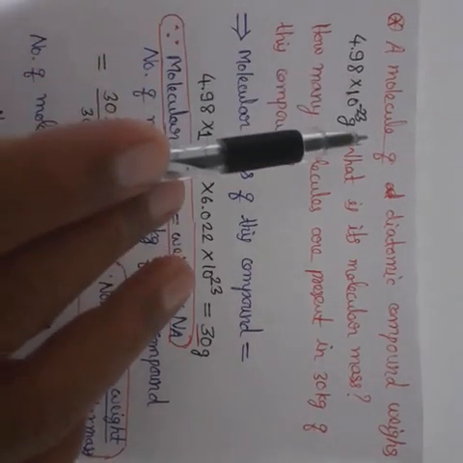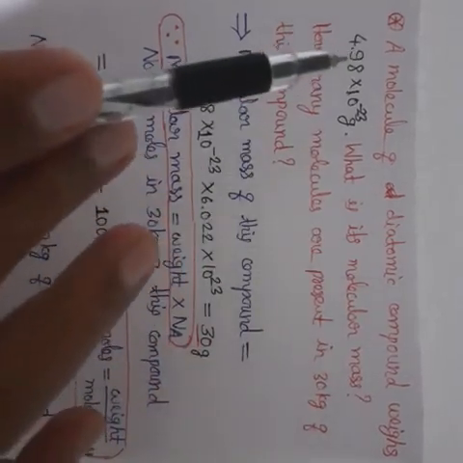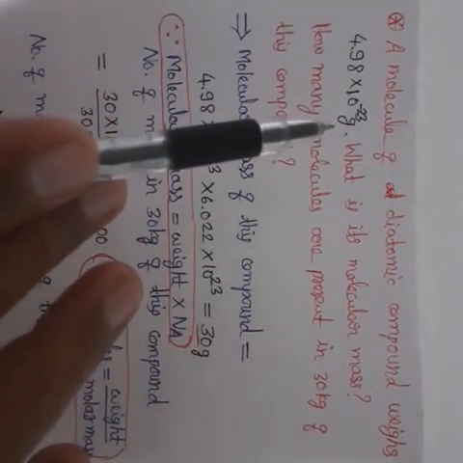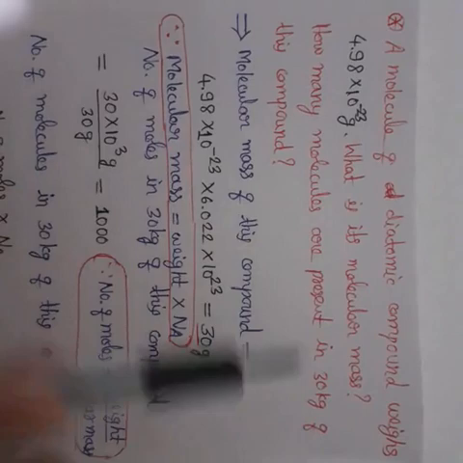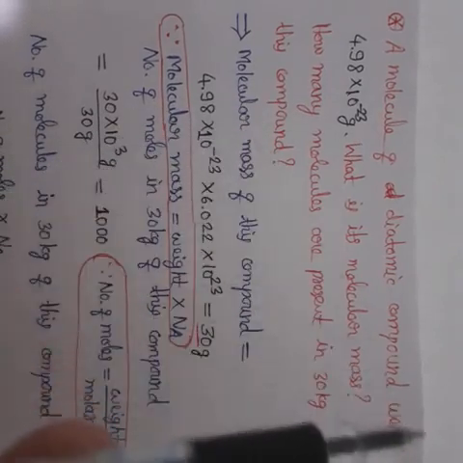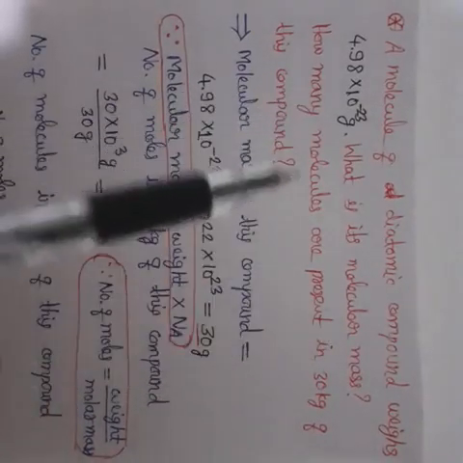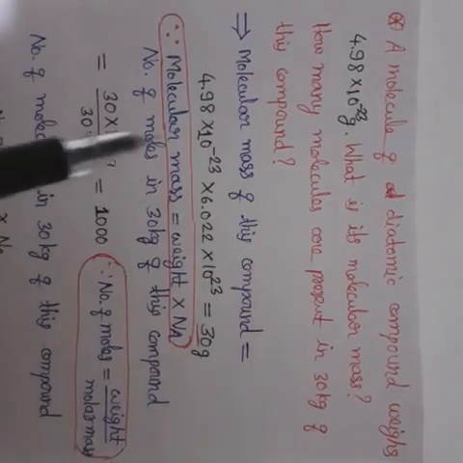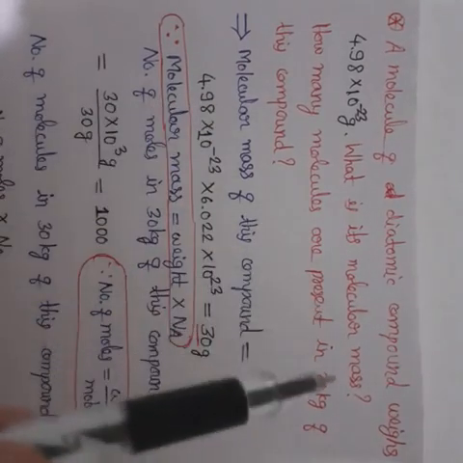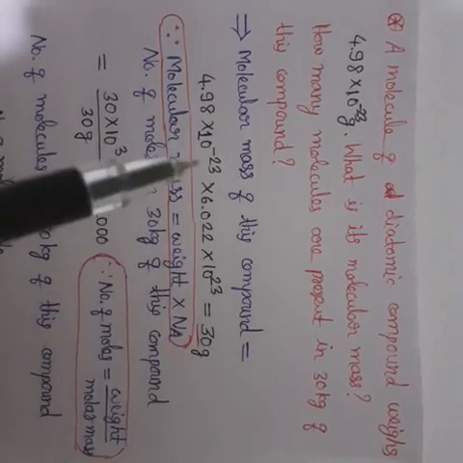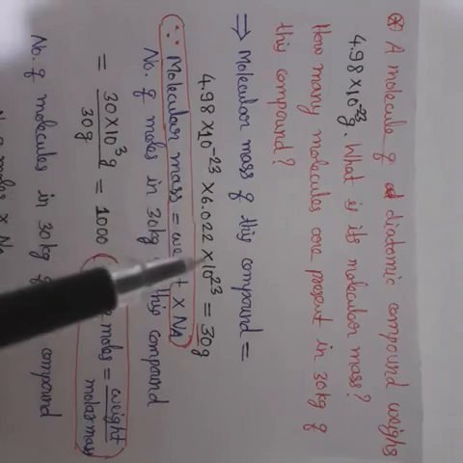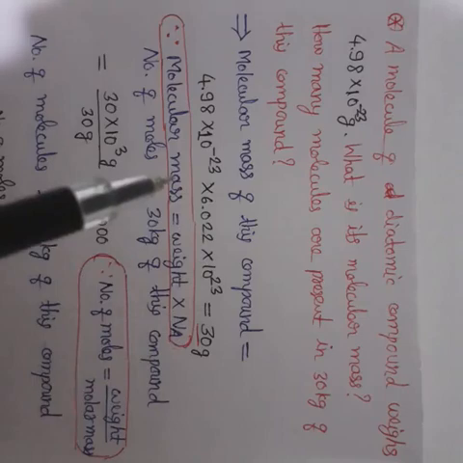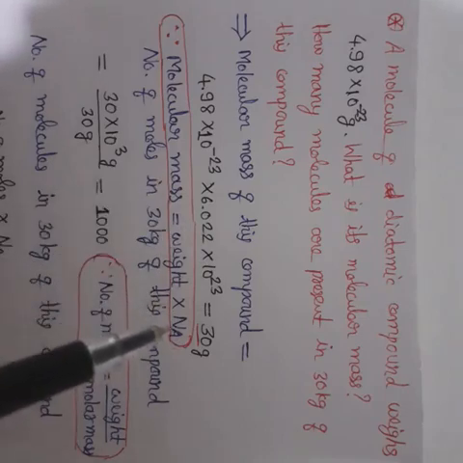A molecule of a diatomic compound weighs 4.98 into 10 to the power minus 23 gram. What is its molecular mass? How many molecules are present in 30 kg of this compound? Here the weight is given and the molecule is diatomic. We need to calculate the molecular mass first. The molecular mass of this compound is equal to 4.98 into 10 to the power minus 23 gram into the Avogadro number. This gives 30 gram, because molecular mass is equal to the weight of one molecule into the Avogadro number.